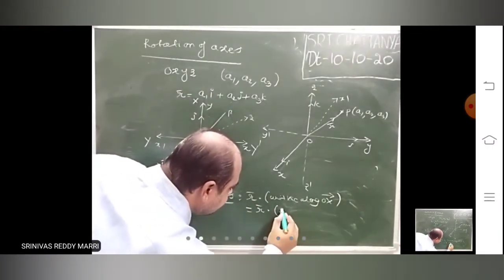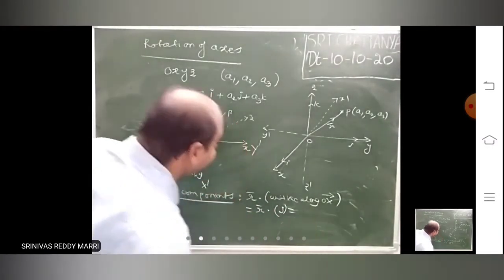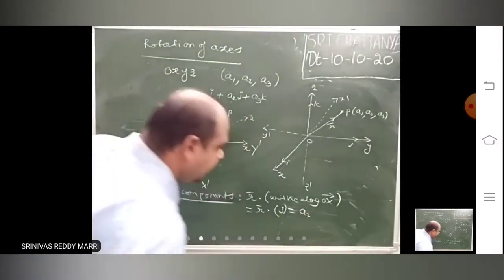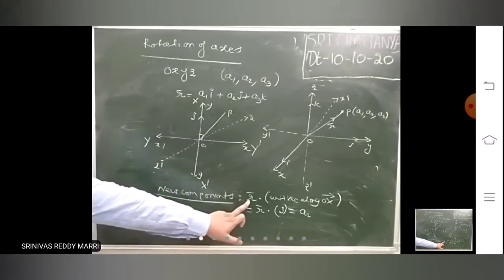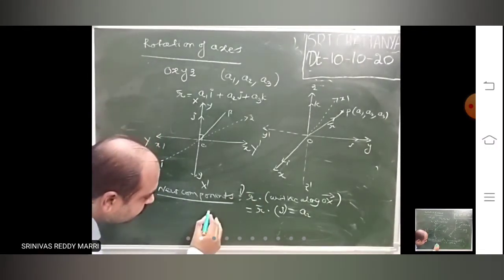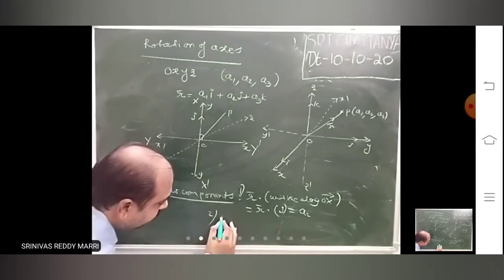That means J. So what will this be? R bar dot J means A2. This is called the X component, number 1. Number 2, the Y component.